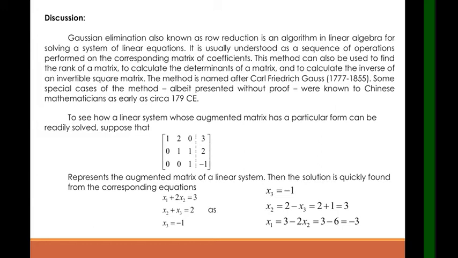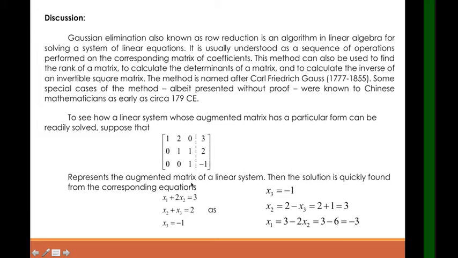To see how a linear system whose augmented matrix has a particular form can be readily solved, suppose that... If you still remember lesson 1 that we have talked about in this subject, which is solving linear equations, it is the same, but in a matrix form. As you can see, we have the matrix 1, 2, 0 augmented to 3, and 0, 1, 1 augmented to 2, and 0, 0, 1 augmented to negative 1, representing the augmented matrix of a linear system.